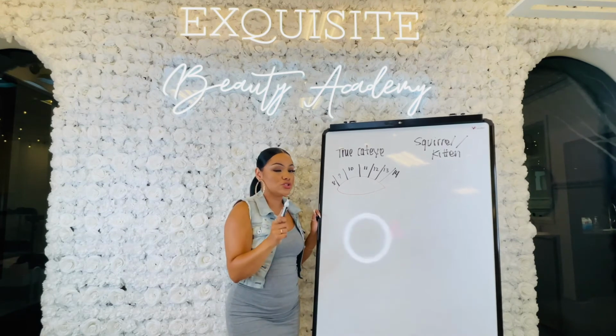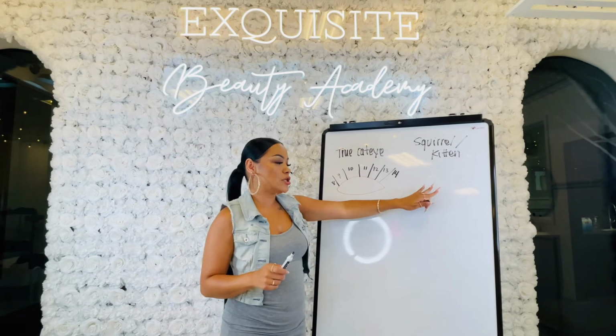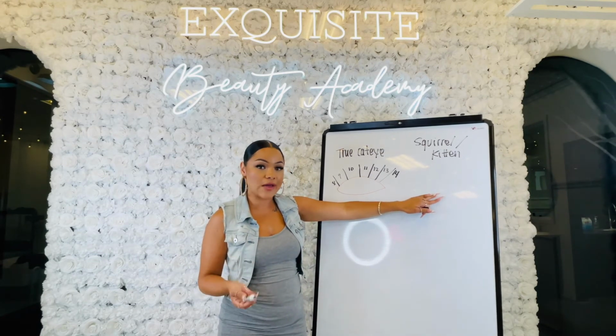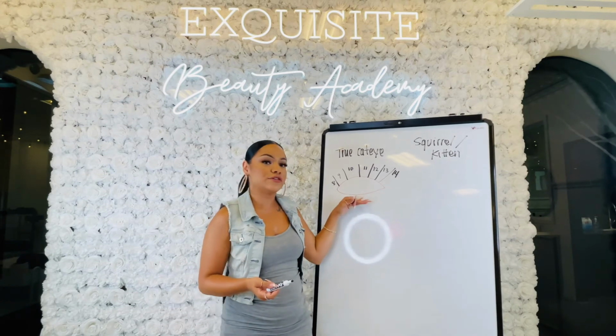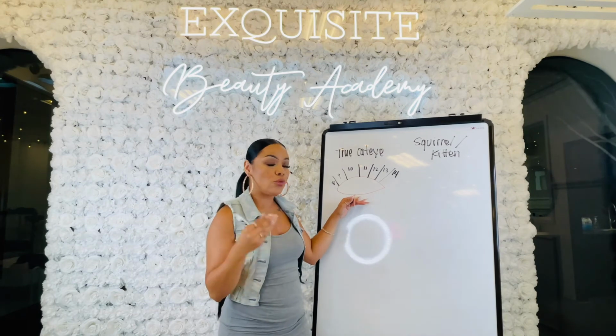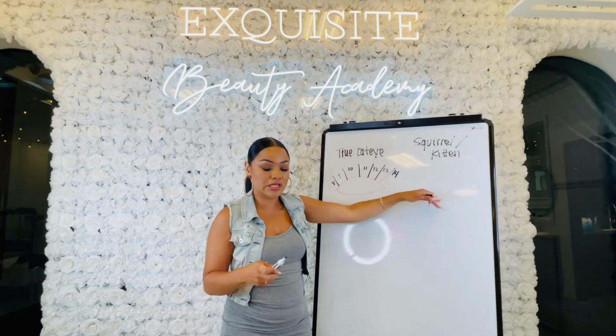Now I want to jump into the squirrel, and this one's a lot of fun. This one is really the one you're going to use on most people who ask you for a cat eye. It's very rare to find a person who has very upturned eyes that can hold a true cat eye. So with most clients who want that cat eye look, this is the look you're going to give them.